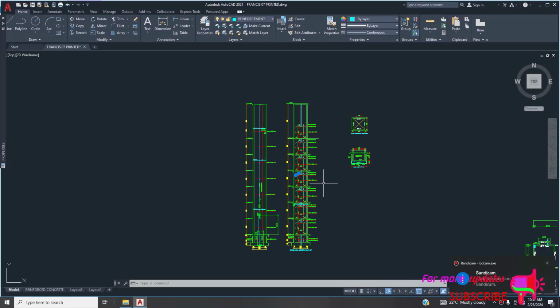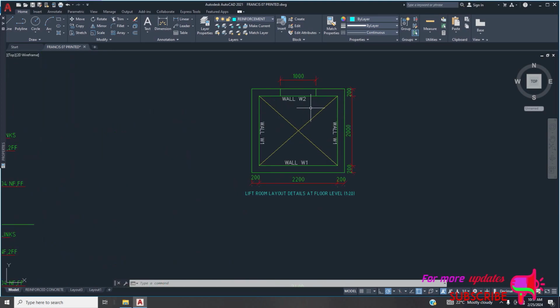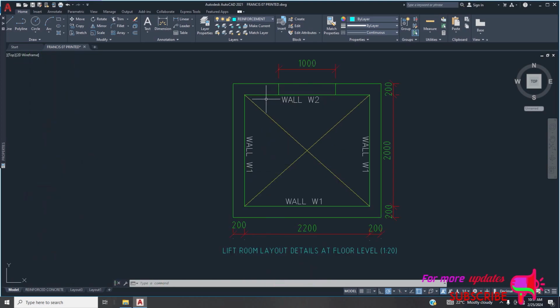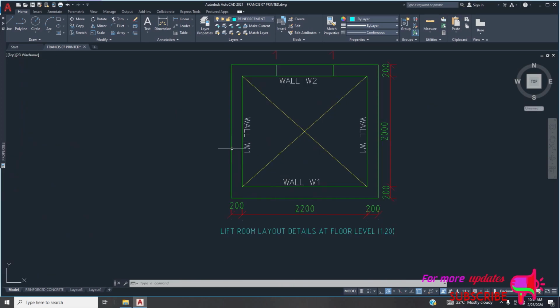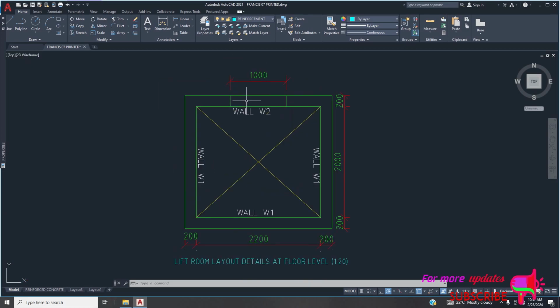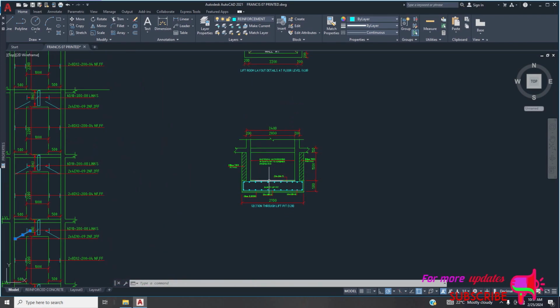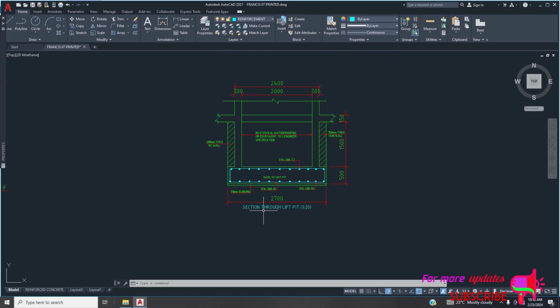Today I want to show you how to detail lift core wall reinforcement in AutoCAD. So you can see this lift core here. It has four sides, and one side is where we have our opening as indicated here, and the other three sides are similar because they don't have an opening, right? So the first thing is how you can detail the lift core pit.